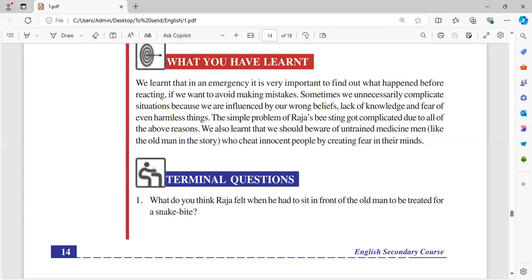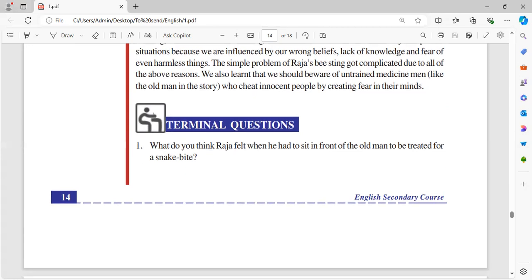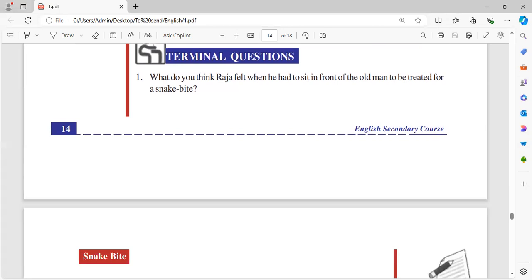We also learned that we should be aware of untrained medicine men like the old man in the story who cheat innocent people by creating fear in their minds. These things you have to do by yourself.